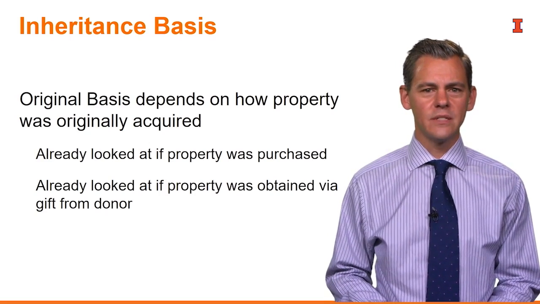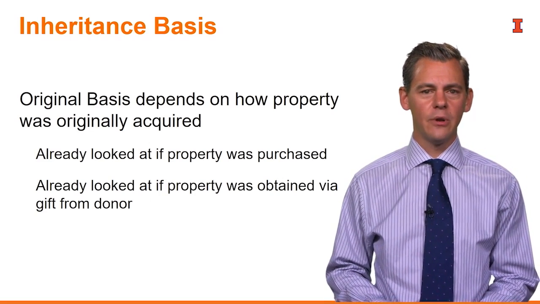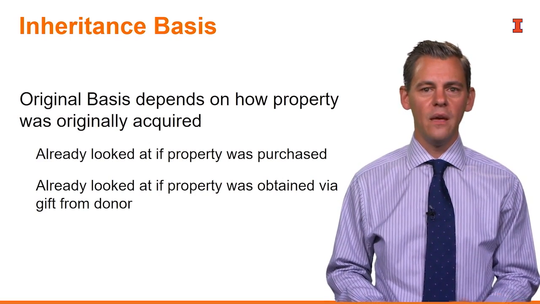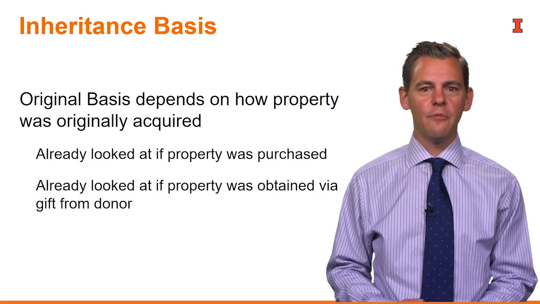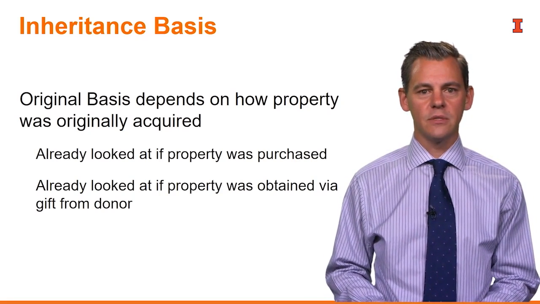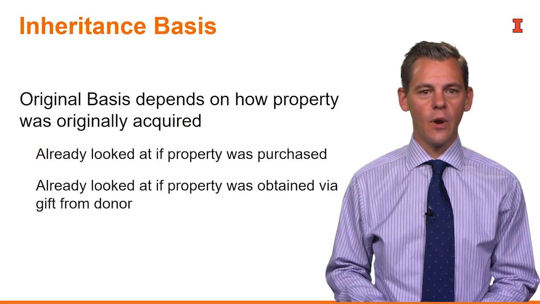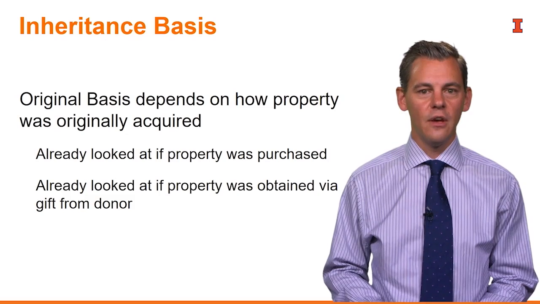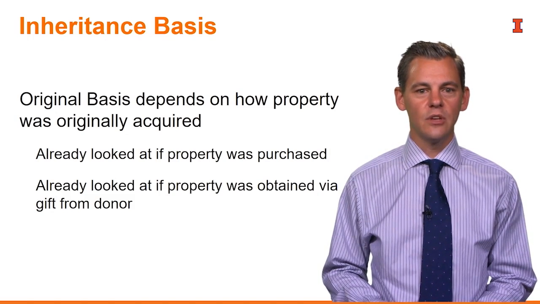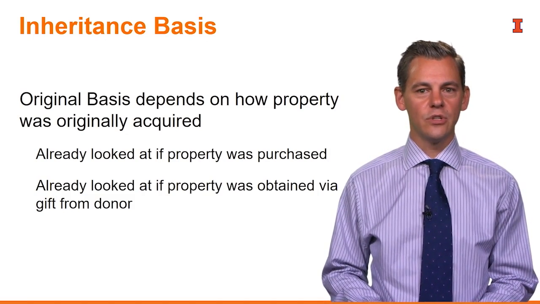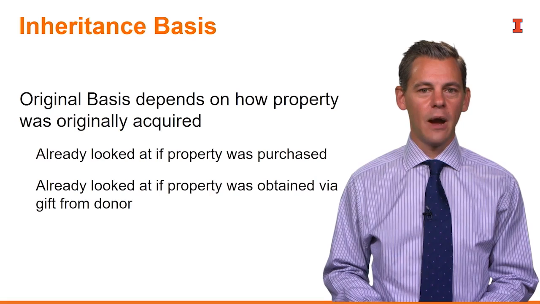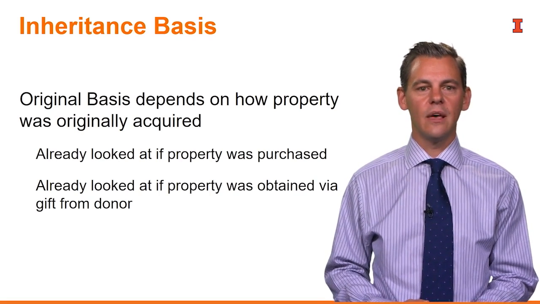Now, the original basis that we start with depends on how the property was originally acquired. In the previous videos, we looked at if property was purchased. If property was purchased, then we use the cost basis. If the property was acquired because of a donor's gift, then we use either the gain basis or the loss basis. In this video, I'll look at a situation where a taxpayer received property through an inheritance, that is, from someone who passed away.